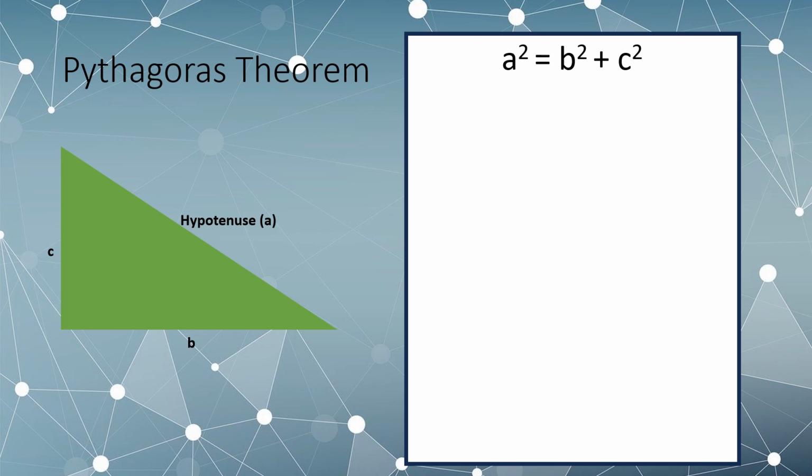Obviously, that's only in the example image I've provided. You can rotate the triangle and b and c are interchangeable. It doesn't specifically matter which side is which.